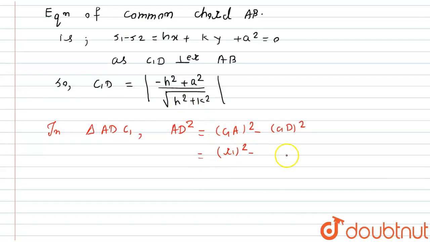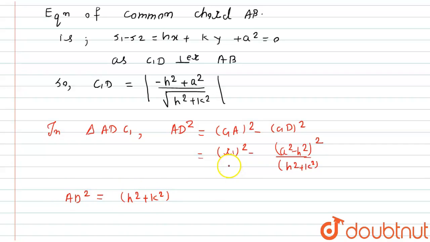We have just found C1D, that is in bracket a square minus h square, divided by, squaring, due to the square the root will get cancelled out and it will simply become h square plus k square, and only the square will be for a square minus h square. Now, how could we simplify this? We will simply say AD square equals, making the denominator common, h square plus k square.